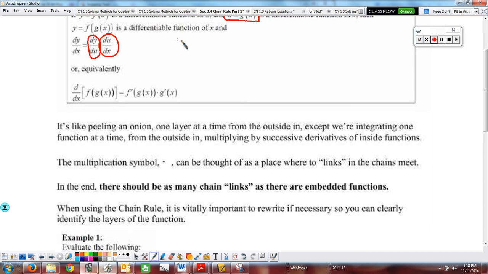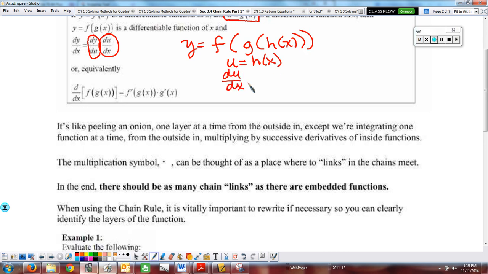If I had 3 functions that I was composing, say for example, y equals f of g of h of x, when you're doing this, you're going to let u equal h of x, and you're going to find du dx. That's going to be your first link in the chain. And then because you let u equal h of x, you're now f of g of u. And the problem is you still have a composition. So now I'll pick another letter. Usually they pick v. I'm going to let v equal g of u.